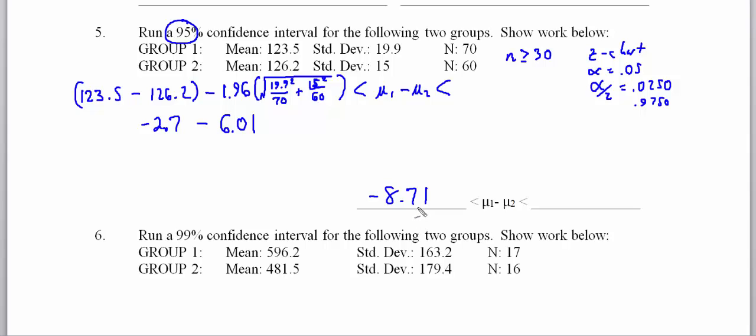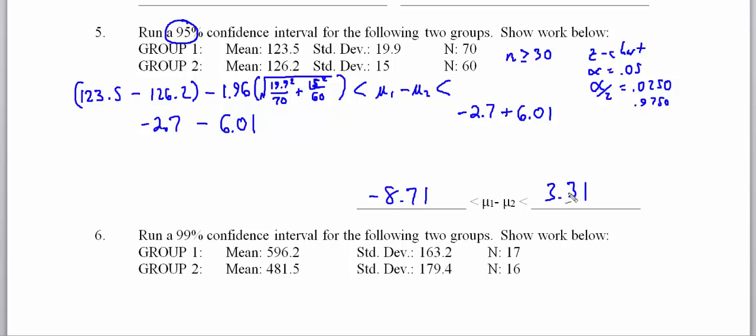I am 95% confident that the difference between the two groups is going to be either negative 8.71, or on the other side, if I just did the entire equation over again, but in this case with a plus instead of a minus, then I just add up this side here, which gives me 3.31. This means that I am 95% confident that the difference between these two groups is between negative 8.71 and positive 3.31.